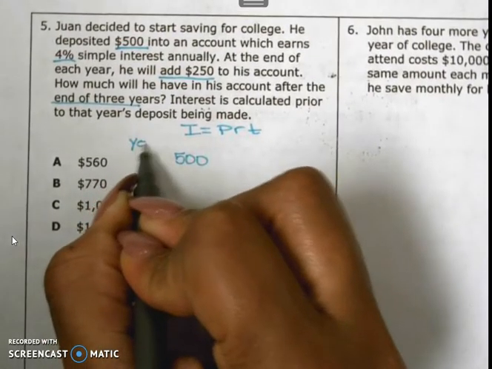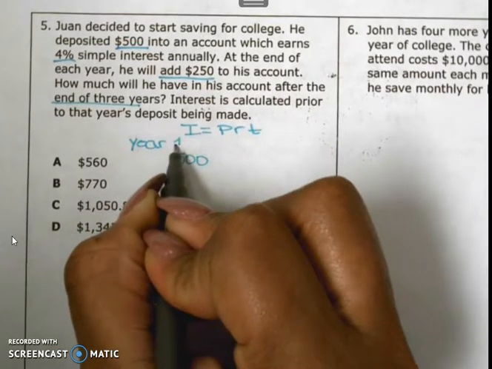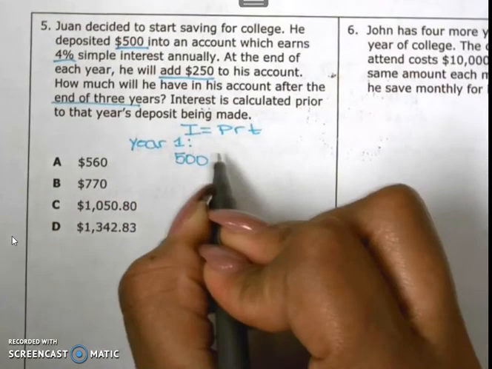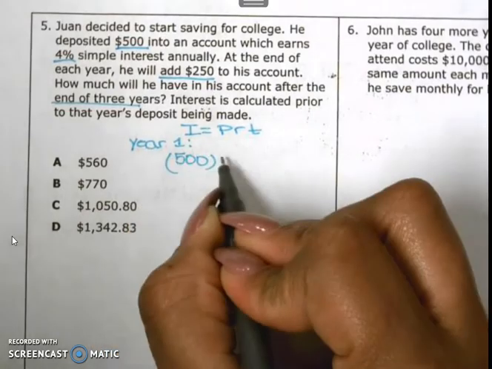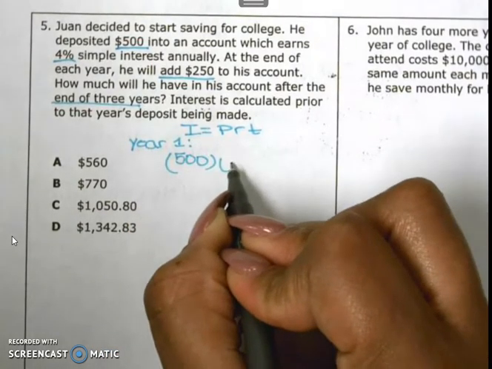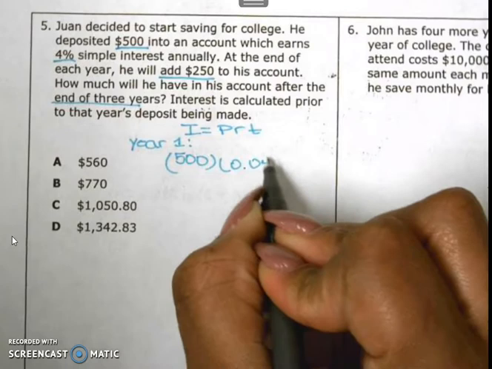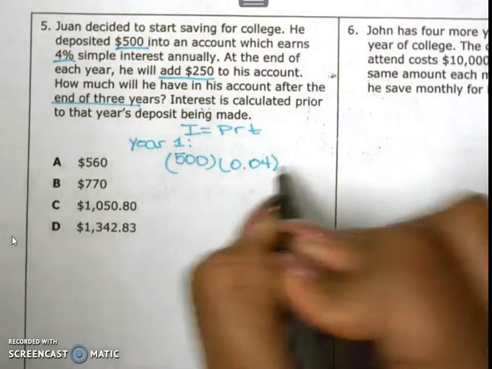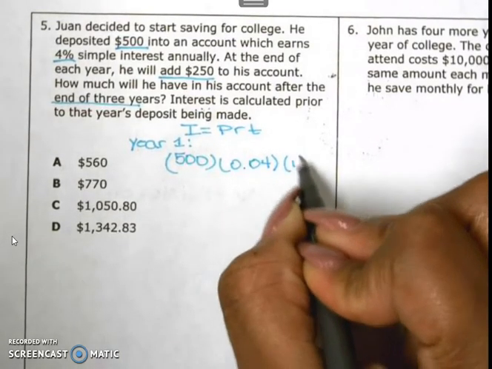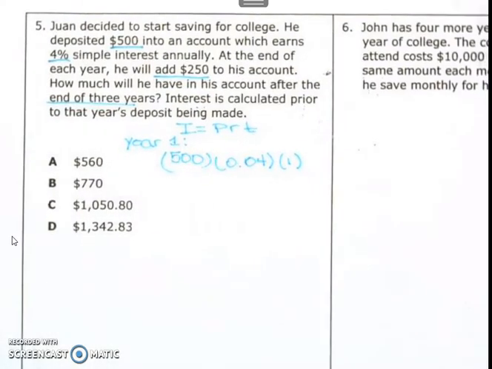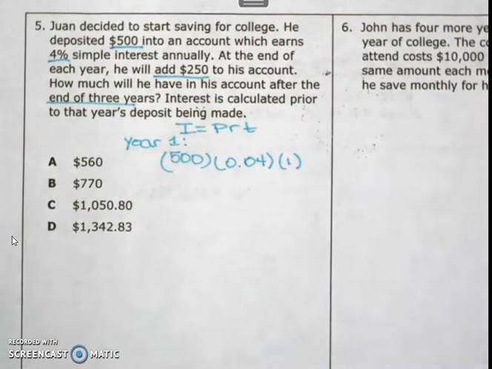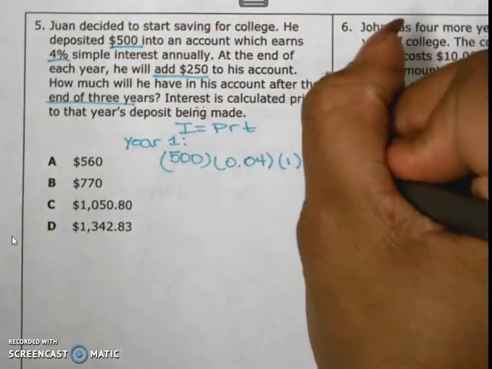So this will be year 1. So year 1, we have $500 at the rate of 4%. If I write that as a decimal, 0.04. And the time would just be 1 year, because we're calculating this just for 1 year. In this case, my interest is $20.